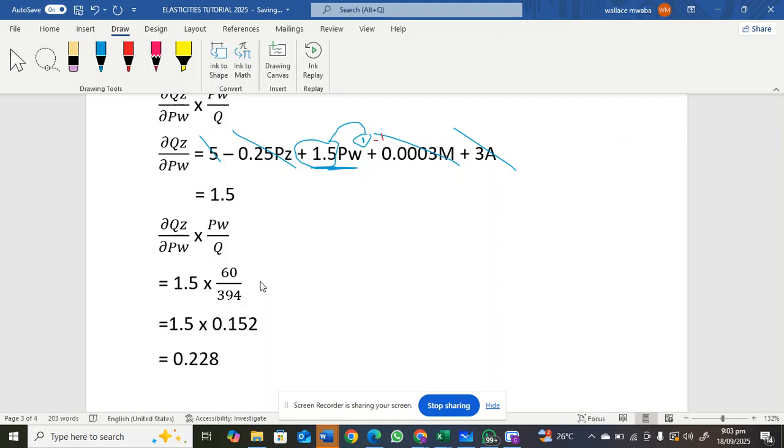So since this value we've got is a positive value, we can say that PW and PZ are substitutes.